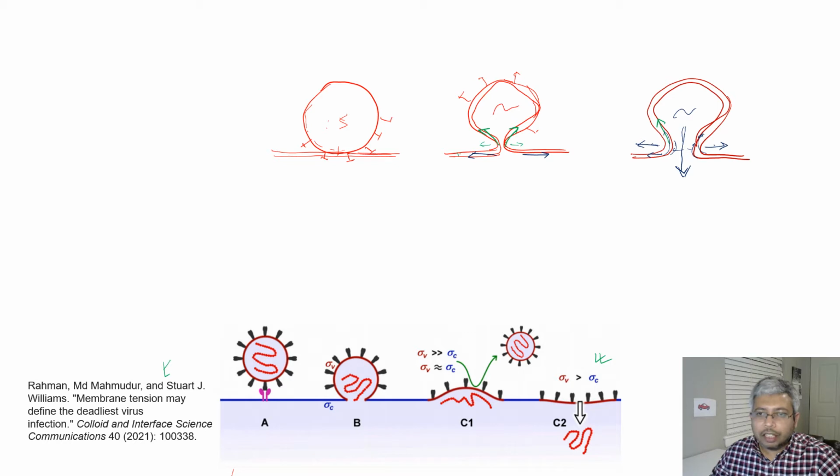And even if the cell membrane tension is much higher, then again the same thing will happen. I'm not going to discuss all these details; we have talked about this here. But the idea is there is a critical membrane tension difference between the virus and the cell membrane for which this will happen. When this happens in the cell, then the cell replication machinery will easily grab the viral RNA and will make another copy of it.